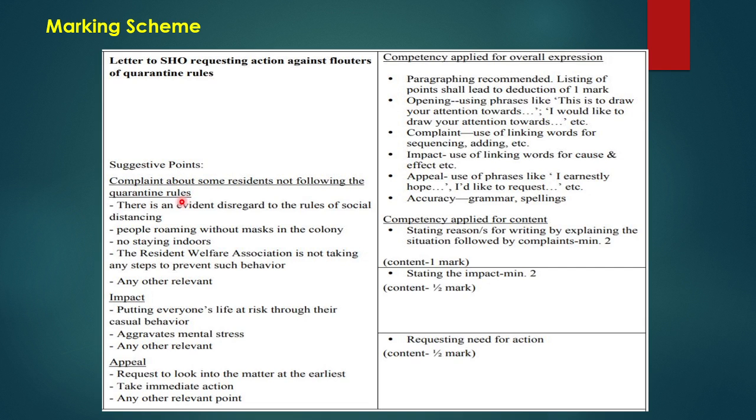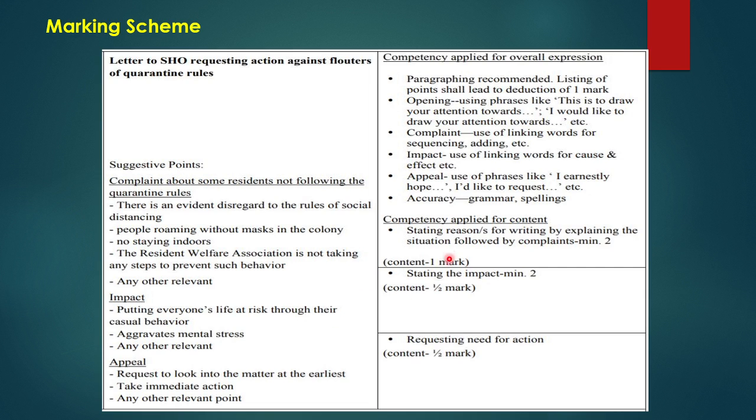Now the points that they have given for this letter. Complaint about some residents not following the quarantine rules: this can be the subject. There is an evident disregard to rules of social distancing, people roaming without masks in the colony, not staying indoors. The Resident Welfare Association is not taking any steps to prevent such behavior, and any other relevant point. So you can include these points or any other relevant point. Any other relevant point means these are not the only points you can write. You can write your own points also, but they should be relevant according to the subject.